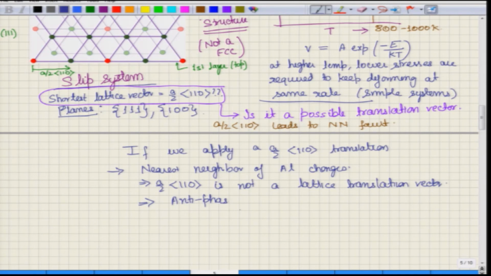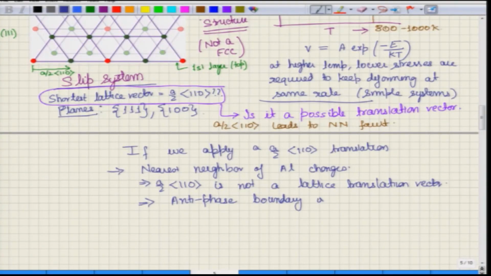This is when you have the stacking, there is no problem with the stacking, there is only problem with wrong type of atoms being present there. The nearest neighbors have changed or the next nearest neighbors have changed. Here it is the nearest neighbors which have changed. So, anti-phase boundary is created and which has energy of the same order as stacking fault, which is 10 to 100 millijoules per meter square. So, we have found out that on the 111 plane A by 2 110 is not a lattice translation vector.